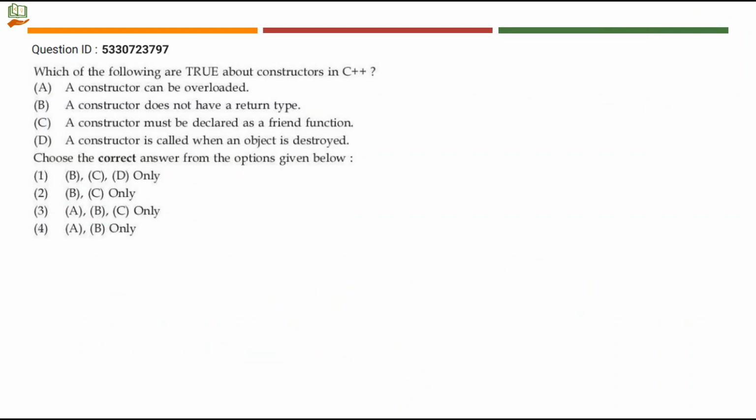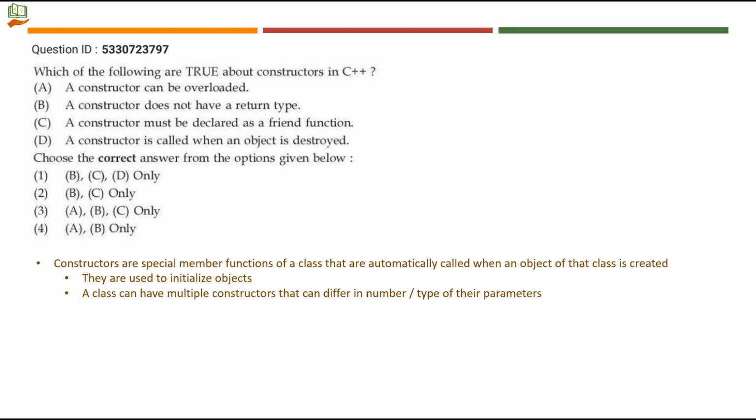Next question. Which of the following are true about constructors in C++? Constructors are member functions of a class that are automatically called when an object of the class is created. Actually, they are used to initialize objects. One class can have multiple constructors. They may differ by the number of parameters or by the type of parameters, which says a constructor can be overloaded. So overloading is done through this point.